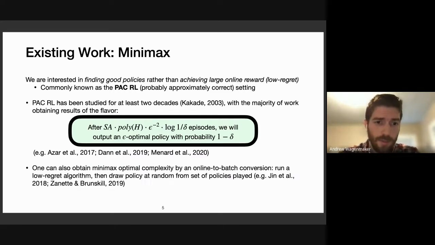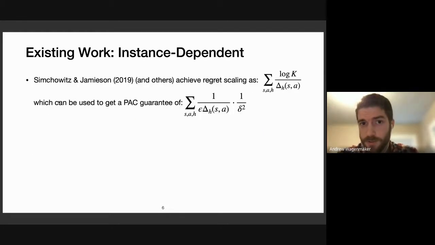And we can also do something which is commonly referenced in the literature, which is called the online to batch conversion. So we can run a low regret algorithm, and if we just take one of the policies played by the low regret algorithm, you can show that this would also hit this minimax PAC rate. So even running a low regret algorithm, in a worst case sense, solves PAC RL. But this is, again, a very coarse worst case perspective. And so what about instance dependent?